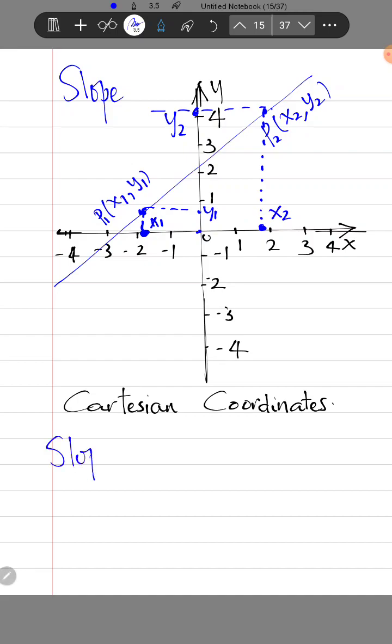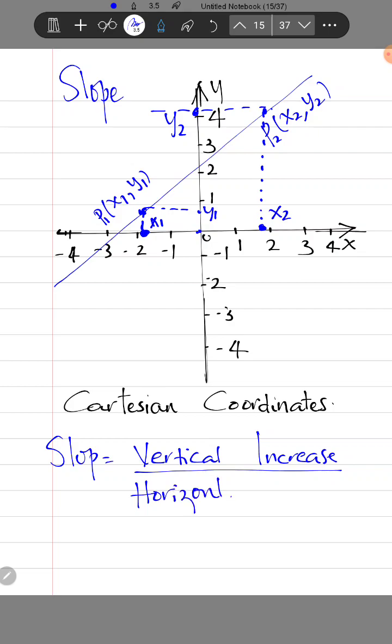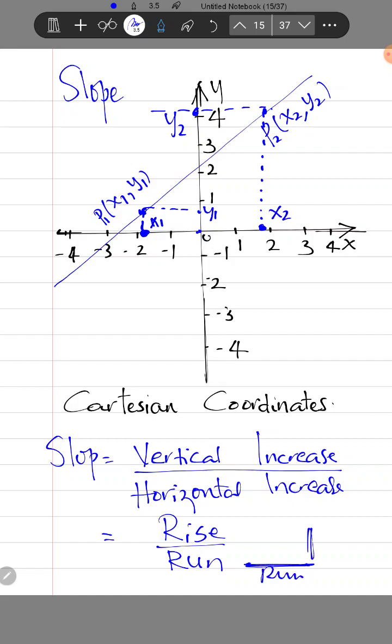Slope is the vertical increase divided by the horizontal increase. In other terms, we can call it rise divided by run. This much horizontal line is run, this much vertical line is rise.